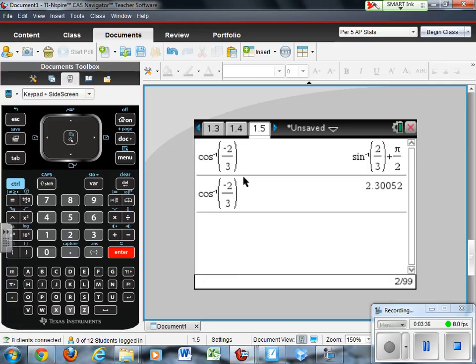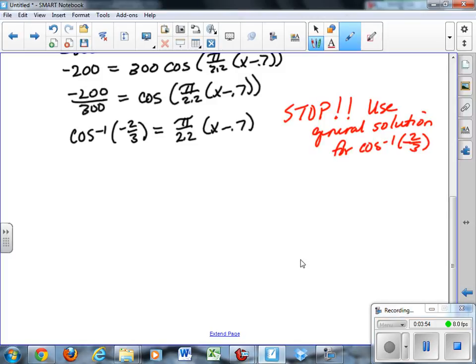Okay, this tells me that the angle, or the time in this case, 2.3005, is a place where the cosine value is equal to negative 2/3. So let's go look at the graph here and write this down, 2.3005. I'll just go ahead and stop there.